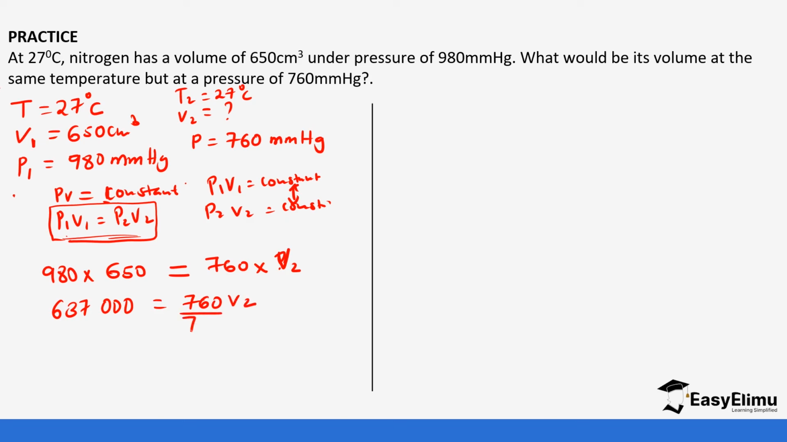So we want to divide by 760 on both sides. So it means it's 637,000 divided by 760, which is going to give us 838.158. And remember, this is in centimeters cubed. So that is going to be our answer. Let's look at another question.